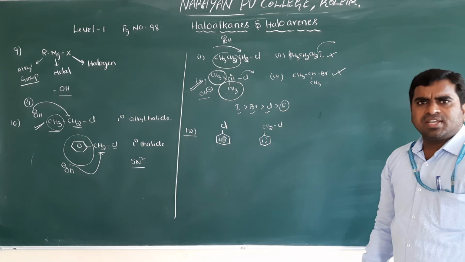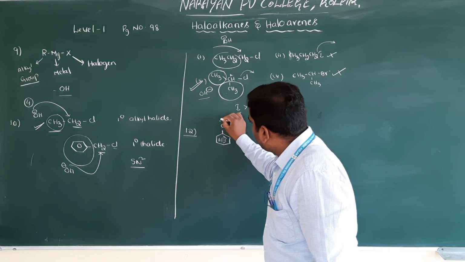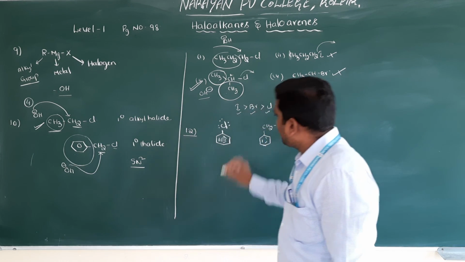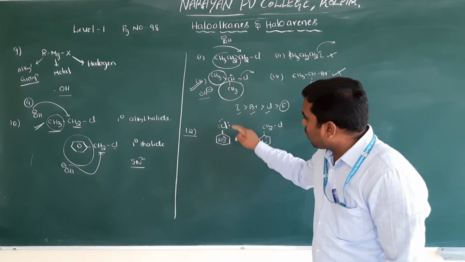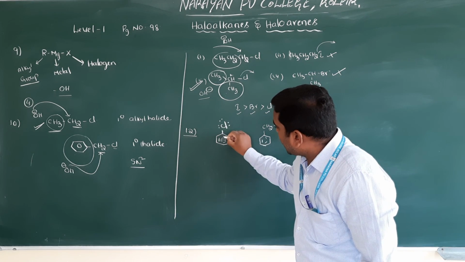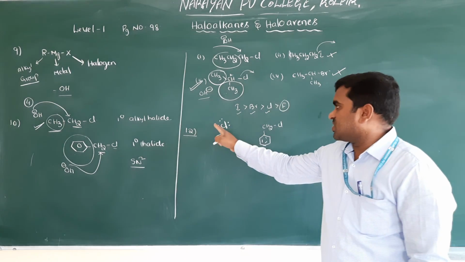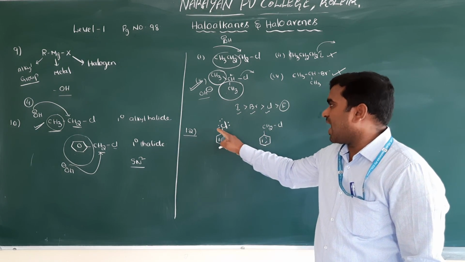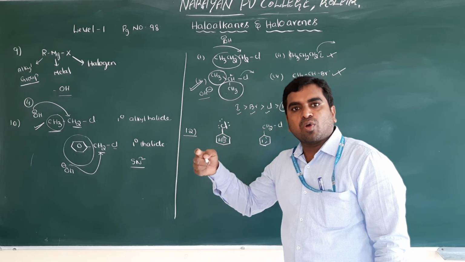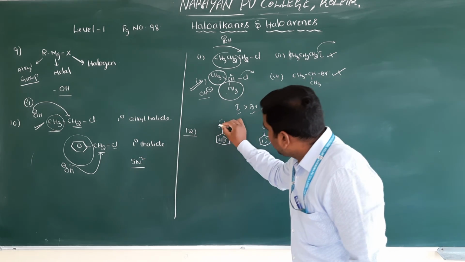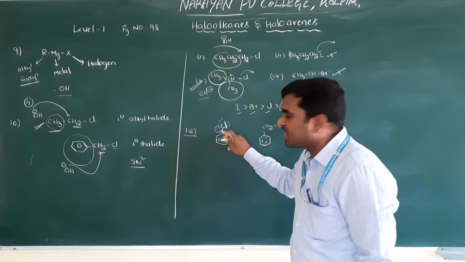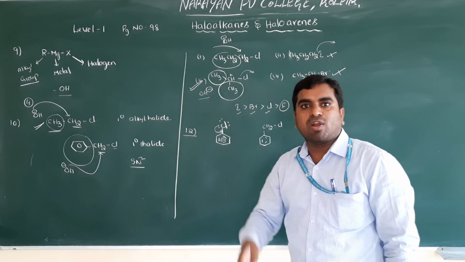Okay? Compare the reactivity. You know that here chlorine is having lone pair of electrons. In chlorobenzene, lone pair and double bond is separated by single bond. So they are in conjugation. Lone pair and double bond are in conjugation. When they are in conjugation, they are involved in the resonance. When they are involved in the resonance, the single bond is converted into which bond? Double bond. And I already shared.